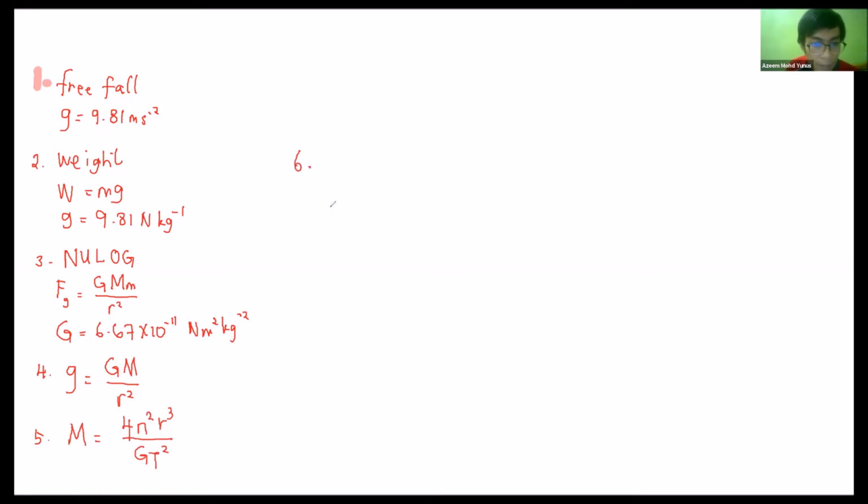Number 6, we learn about centripetal force, mv squared over r. Number 7 is the centripetal acceleration, v squared over r. Number 8, Kepler's third law. Oh, actually, this should be different. Okay, let's continue. I already erased it.